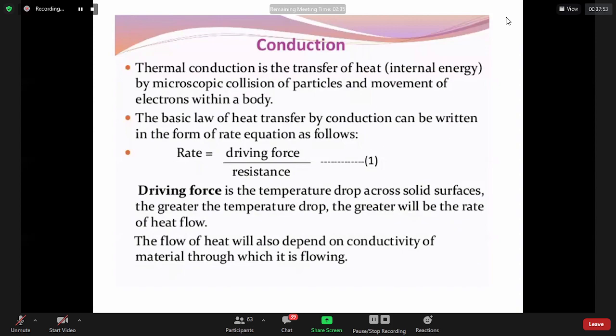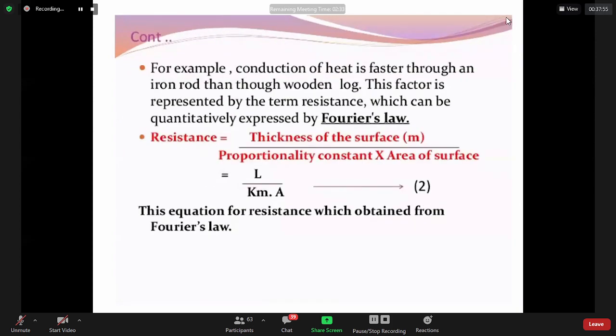So the flow of heat will depend on the conductivity of the material. For example, conduction of heat is faster through an iron rod than through a wooden log. So this factor is represented by the term resistance, which can be quantitatively expressed by Fourier's law. So in this case, we are seeing rate being driving force divided by resistance.